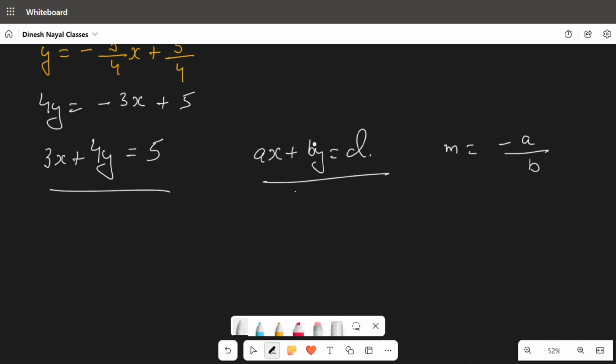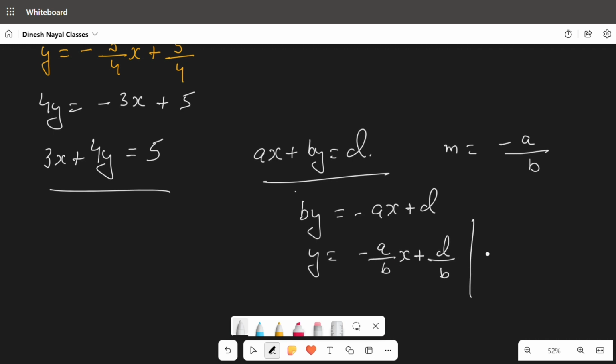How? Make y the subject of the formula. Take ax to that side, that will be minus ax plus d. Now divide throughout by b. So y will be minus a by b x plus d by b. Now if you compare it with the gradient intercept form, y equals mx plus c, you see that m over here is minus a by b.